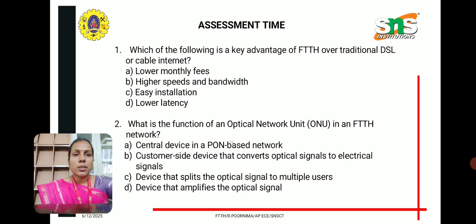So let's take the assessment. Which of the following is a key advantage of FTTH over traditional DSL or cable internet? It is high speed and bandwidth. And what is the function of the optical network unit in an FTTH network? It is a customer side device which converts the optical signal to an electrical signal.